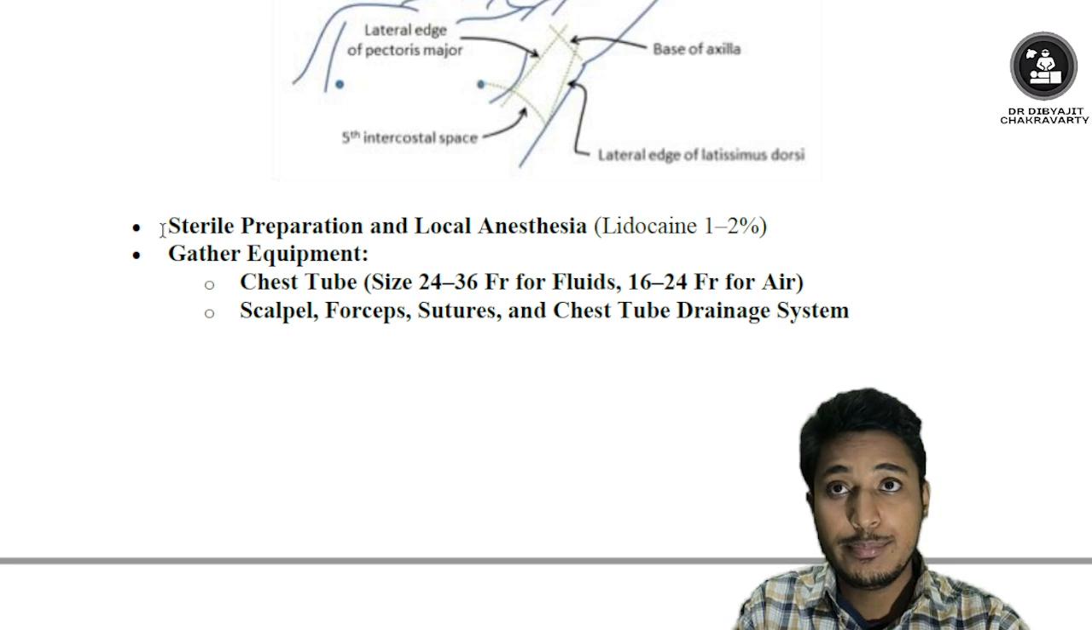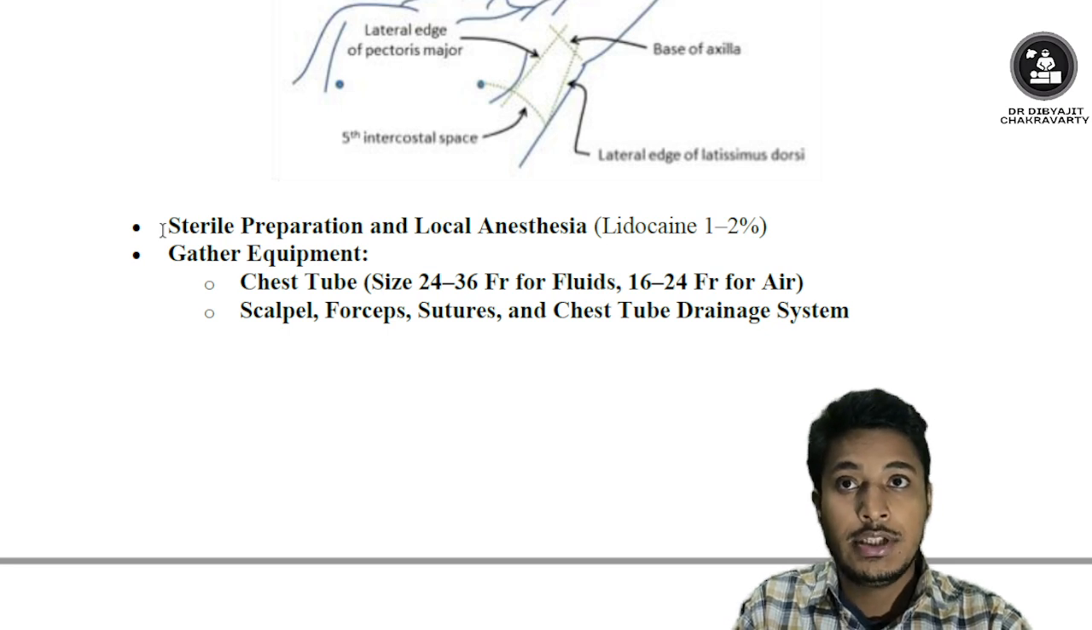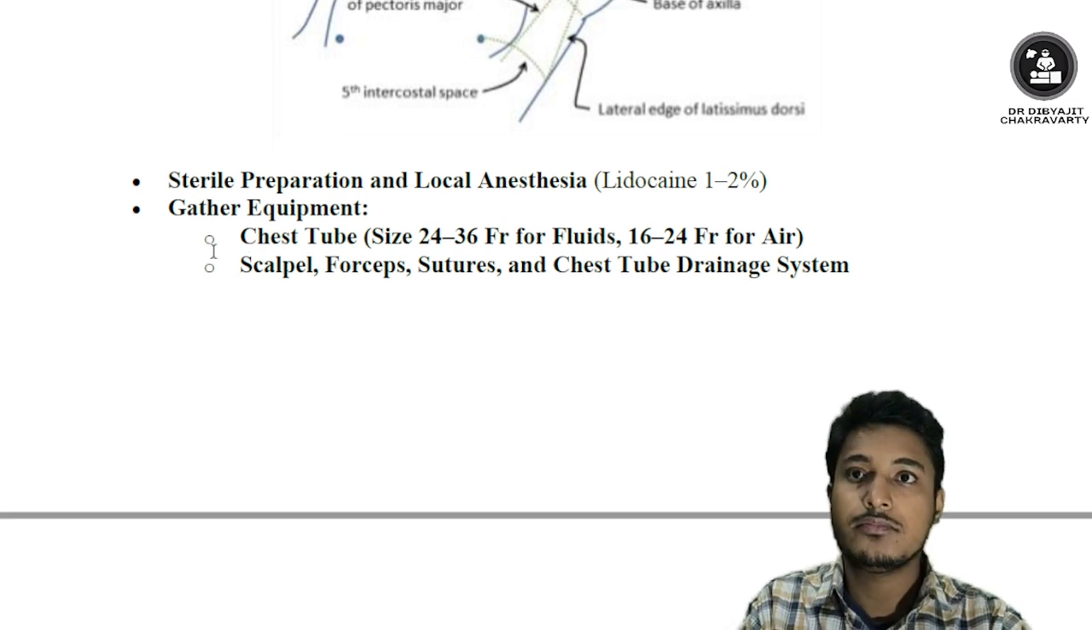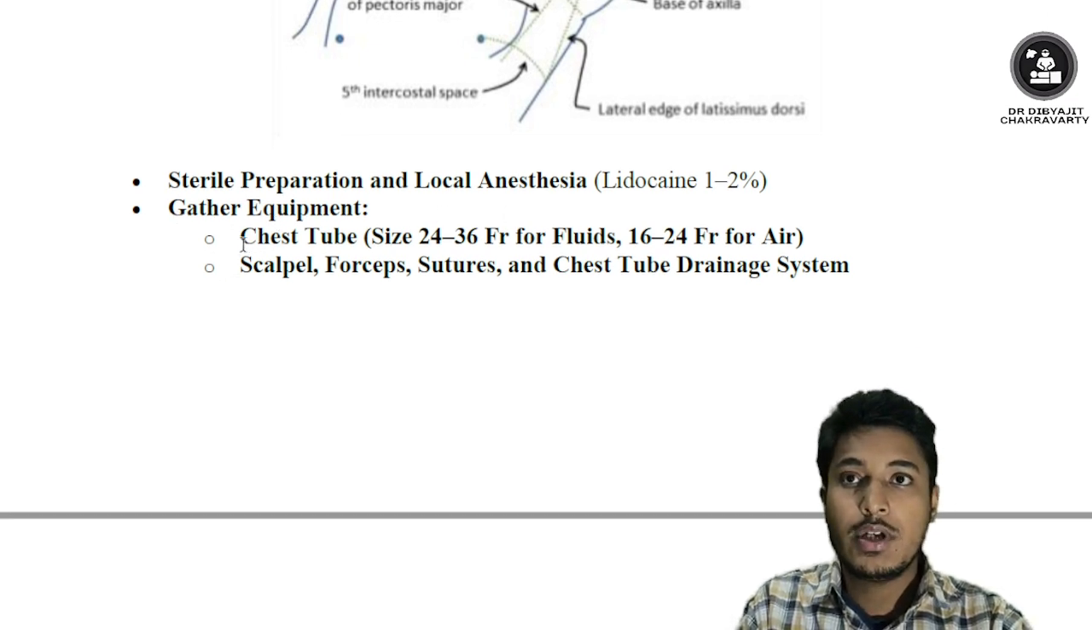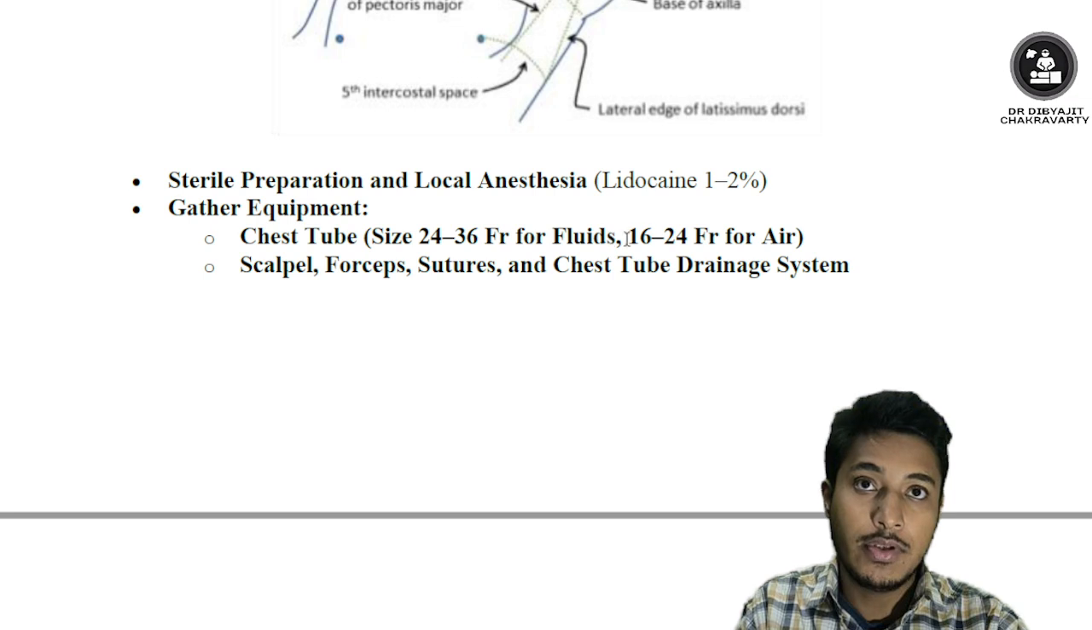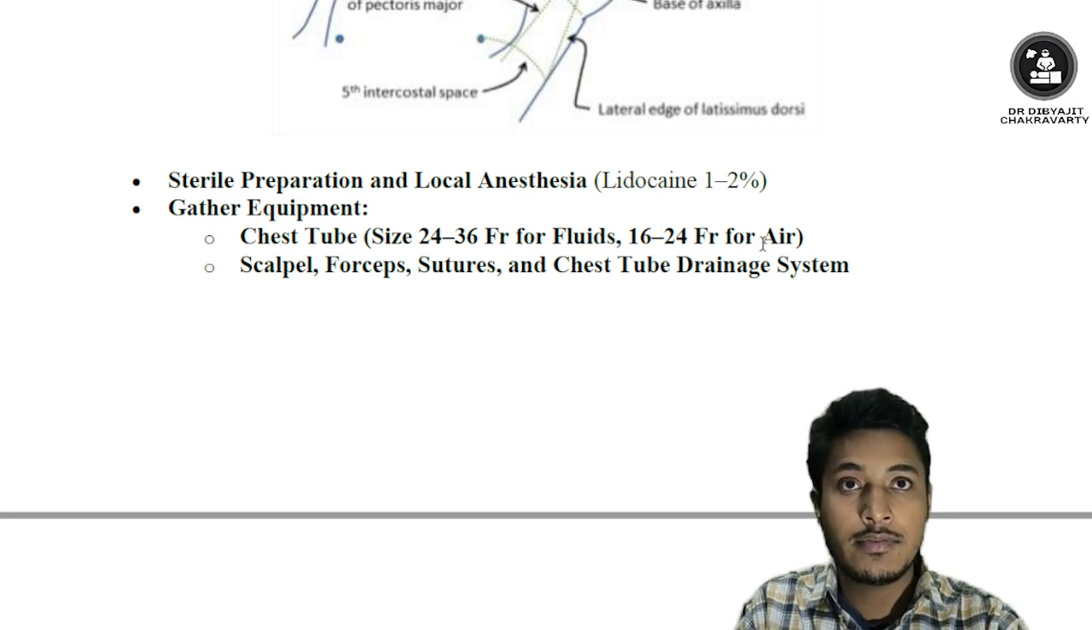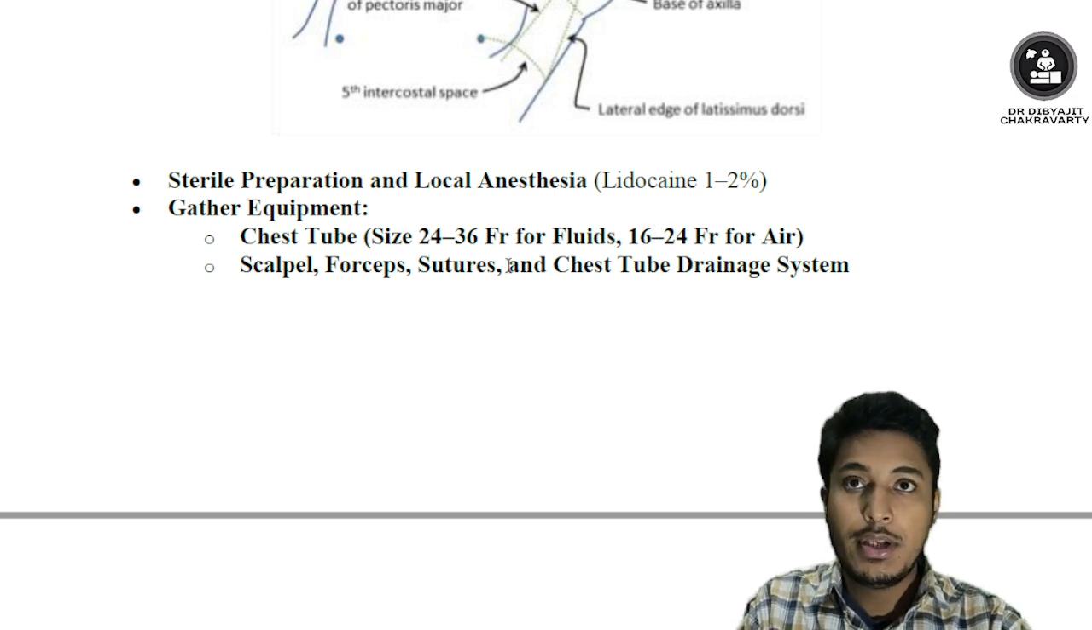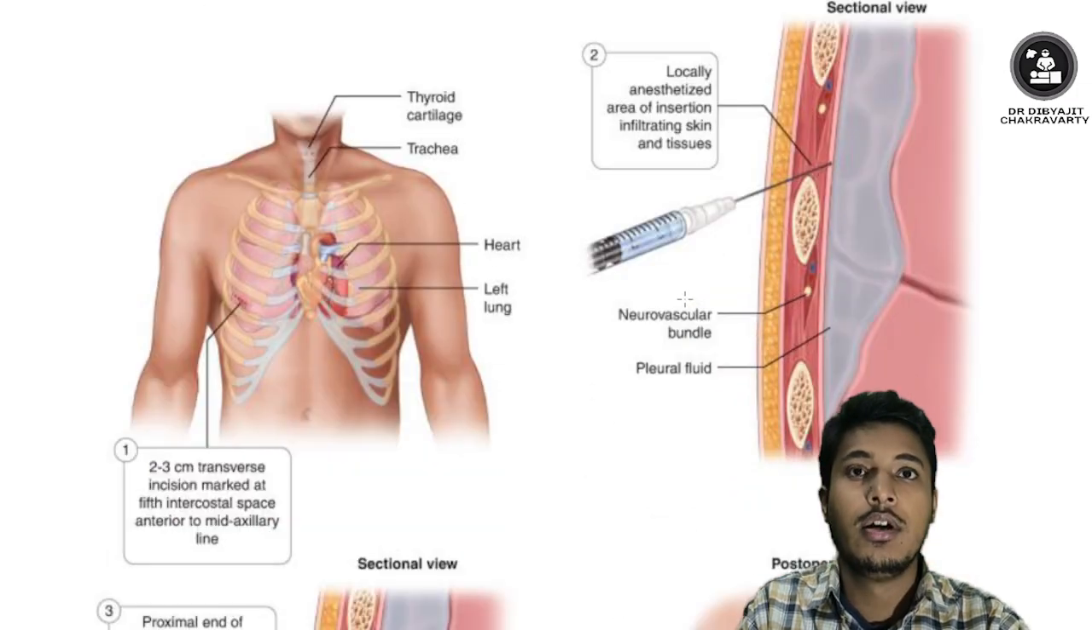So sterility should be strictly maintained during the procedure, and local anesthesia should be instilled in the site of insertion. Equipment required are the chest tube of varying sizes, particularly 24 to 36 French for fluids and 16 to 24 French for air. Scalpel, forceps, sutures, and chest tube drainage systems are the other essential items required for chest tube drainage.